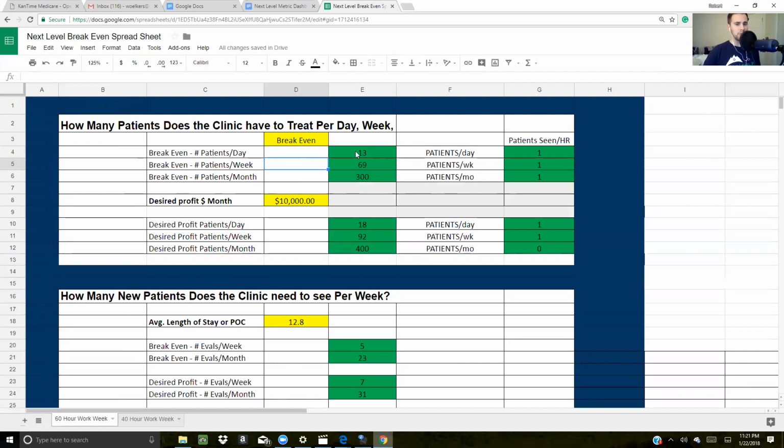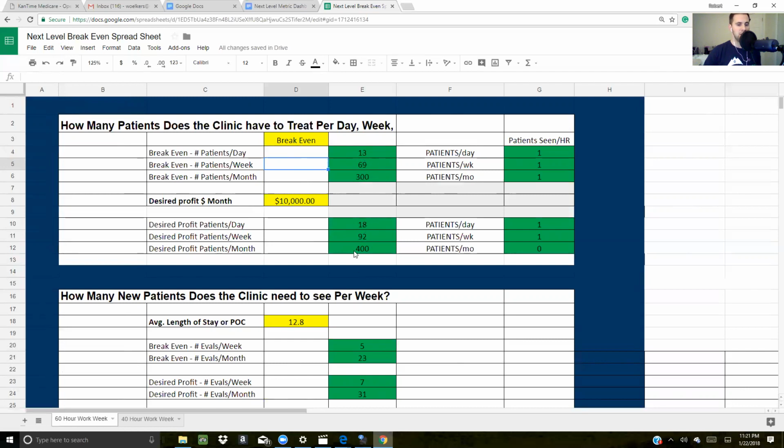So break even is 13 patients a day, 69 to 30. Now, if I want to make $10,000 per month, I need to see 18. So I need to see 5 extra patients a day. I need to see 92 patients a week. Okay, so we went up a little bit there.